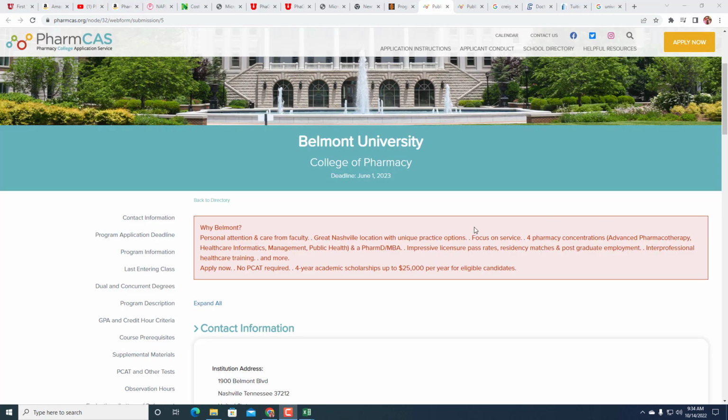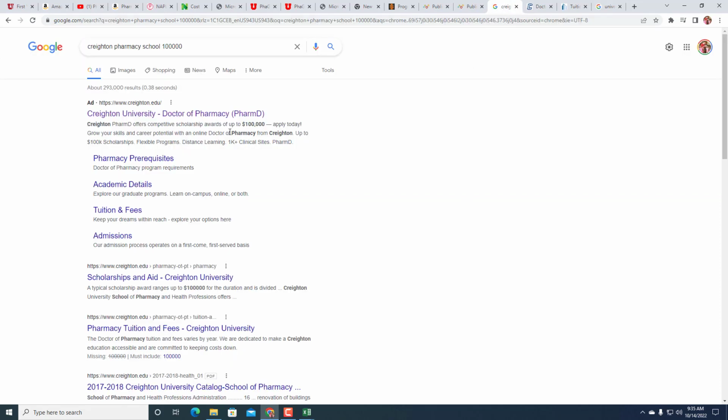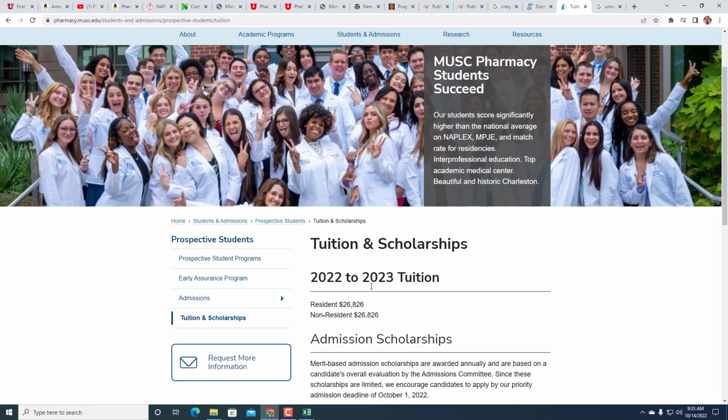All right, so here are the other schools that I know of, and you can email me if there's other schools that have great discounts. Belmont provides scholarships up to $25,000 per year for eligible candidates. You'll have to ask them what that means. Drake University, $26,000 per year for eligible applicants. Creighton, scholarship awards of up to $100,000, and again, it's on their website, split up over the duration of 4 years. Resident and non-resident tuition of $26,000 each year for MUSC students.